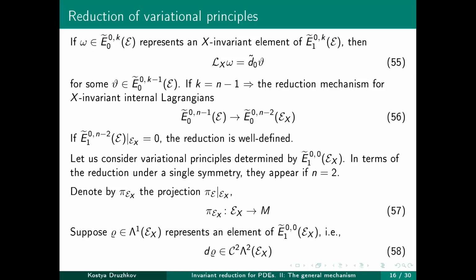Now let us consider variational principles determined by elements of this group. E0, 0, 0 here doesn't mean that they are 0 forms, because we have tilde, so they are 1 forms. They're represented by 1 forms, but the instantaneous states are 0 dimensional. This means that the space dimension is 0, so we have only time, roughly speaking. But we can consider, of course, two-dimensional situations and such elements given by 1 forms. So in terms of the reduction under a single symmetry, they appear when n is 2. But we can also describe the corresponding multi-reduction under commutative algebras, or maybe under solvable algebras.